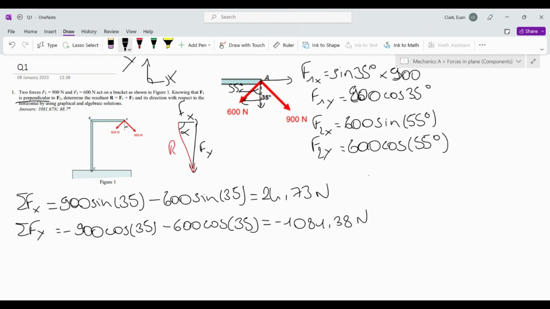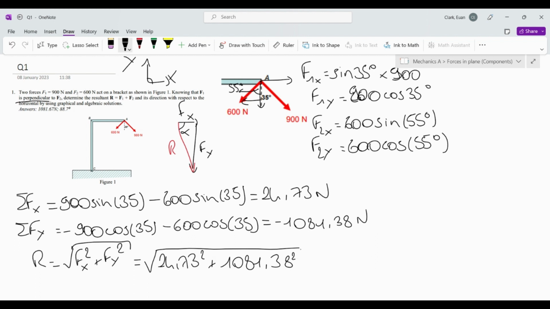So R, if we use the Pythagoras theorem, is going to be the square root of Fx squared plus Fy squared. And this is simply going to be 24.73 squared, and I put a plus here because even though Fy is negative, it will become positive because we're squaring it, so it doesn't really matter. And this will give us 1081.7 newtons.